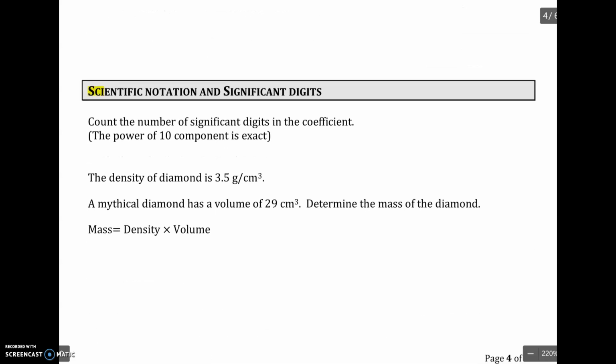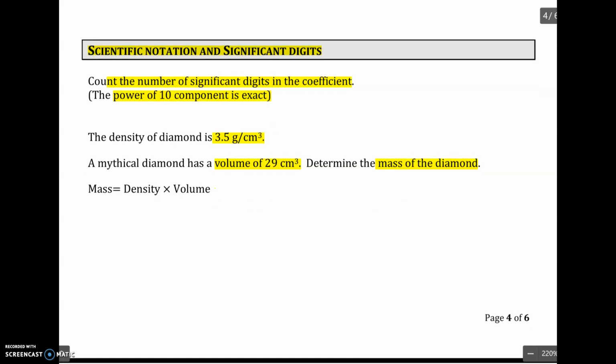Let's look at scientific notation and significant digits, just so we're making sure that we're keeping track of our sig figs again. So remember, you count the number of significant digits in the coefficient, and the power of 10 component, we don't look at the significant digits for that part. So here's an example. The density of diamond is 3.5 grams per centimeters cubed, and it has a volume of 29 centimeters cubed. Determine the mass of the diamond, and we're given the mass formula. So let's start filling in.